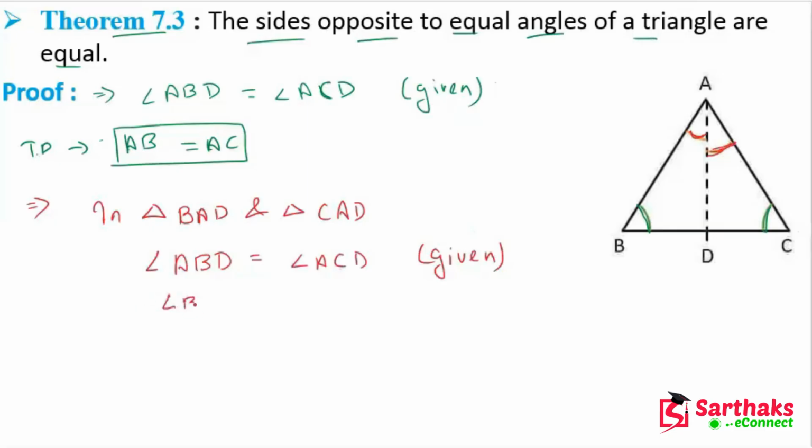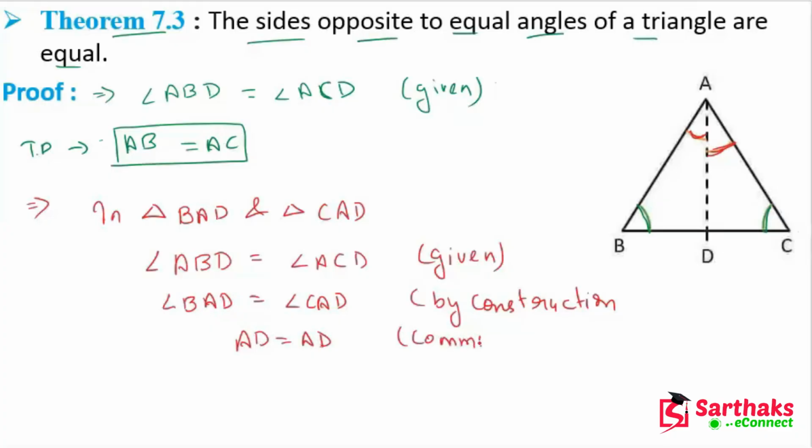So angle BAD is equal to angle CAD. This is by construction. And AD is equal to AD. So this is common. So we can write triangle BAD is congruent to triangle CAD.